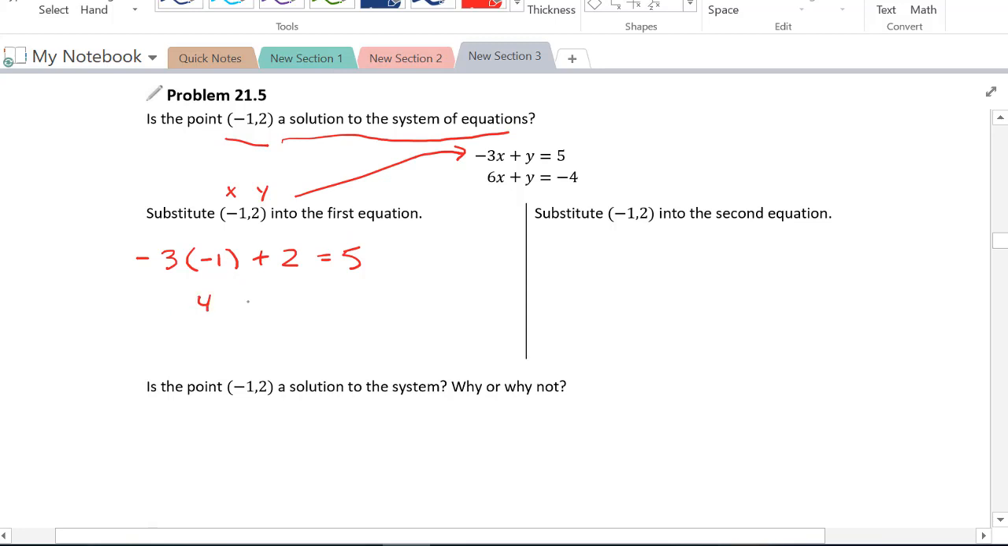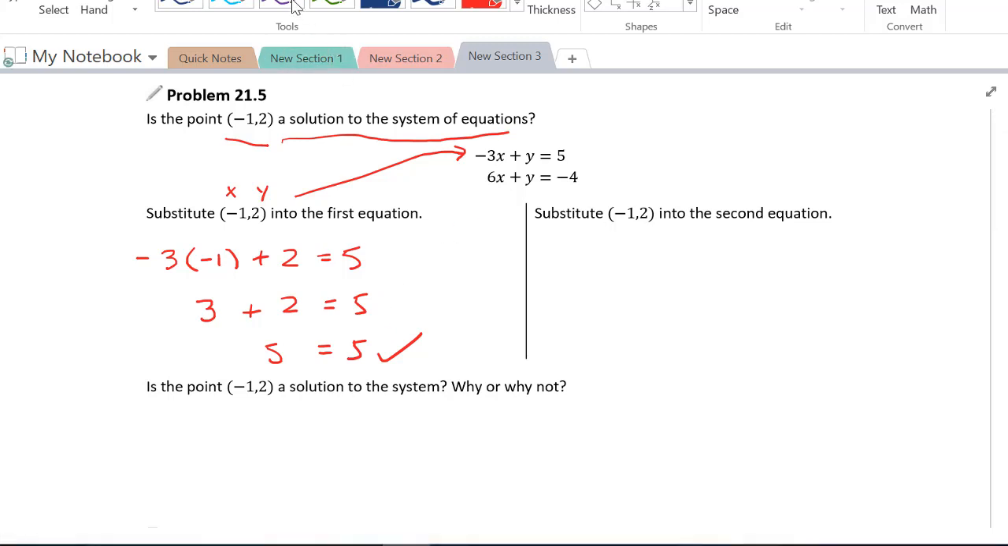That's going to give us a +4 plus 2. Oh, I'm sorry. That's not +4. That's a +3. That's a +3 plus 2, right? -3 times a -1 is a +3 plus 2 equals 5, and 3 plus 2 is 5 equals 5. So check. So it works. So this point satisfies the first equation, okay?